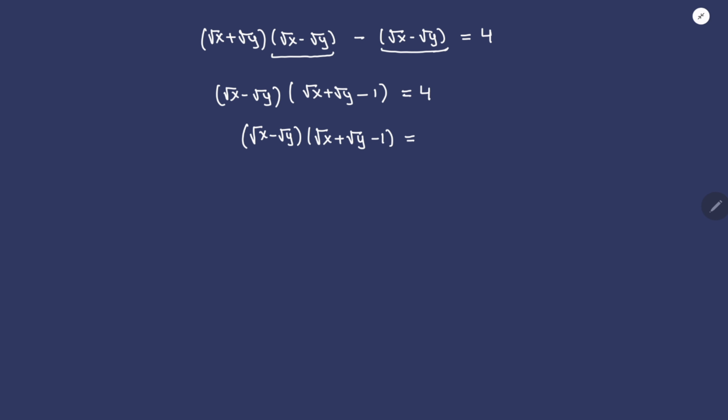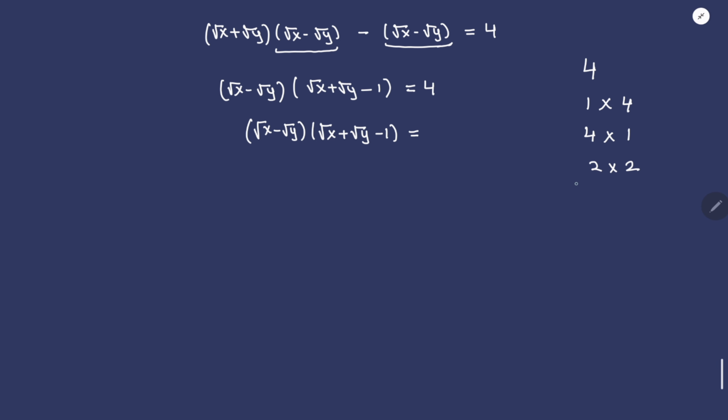Now 4 can be written as, what are the factors of 4? It is either 1 times 4, or 4 times 1, or 2 times 2. Do you have any other factor except this? No. So these are the factors of 4. So I will take all three cases, okay? I take case 1.